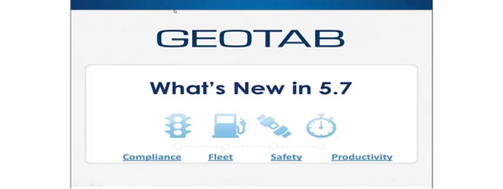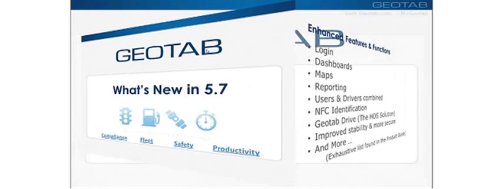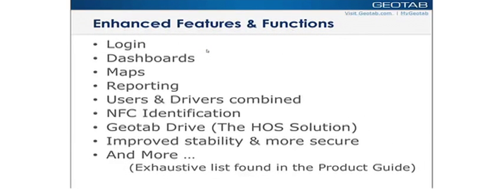GEOTAB 5.7 What's New webinar Session 2. Following is a pre-recorded message from October 24th. GEOTAB 5.7 software updates include a number of enhancements which can be found in the product guide under What's New.